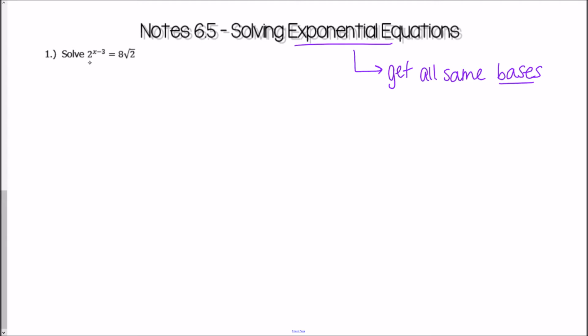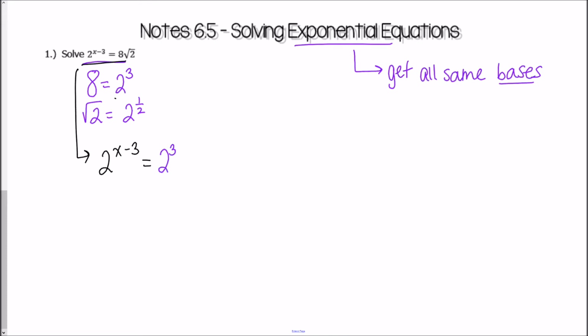So for example, right here, I have 2 to the power of x minus 3, and then I've got 8 and the square root of 2. I know that 8 is equal to 2 to the power of 3, and the square root of 2 is equal to 2 to the power of 1/2. So I can rewrite this equation as 2 to the power of x minus 3 is equal to 2 to the power of 3 times 2 to the power of 1/2.